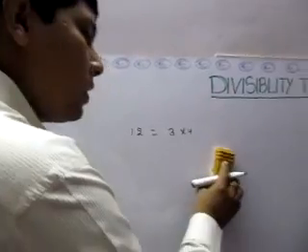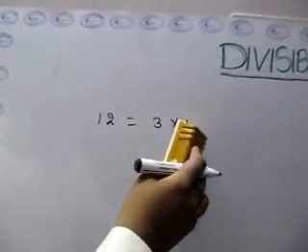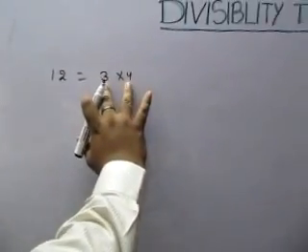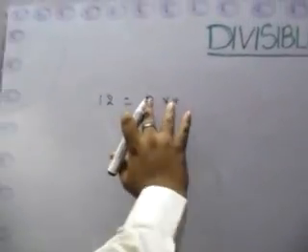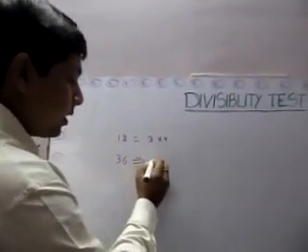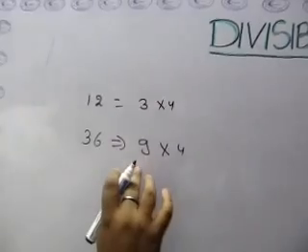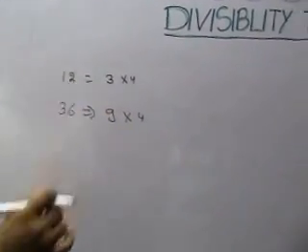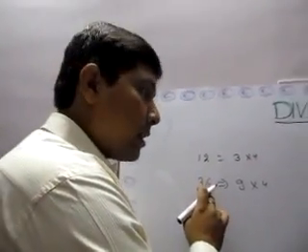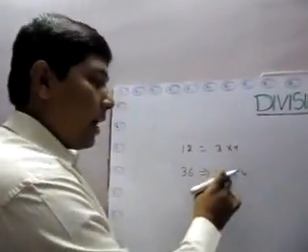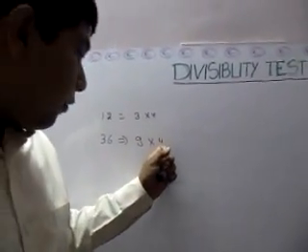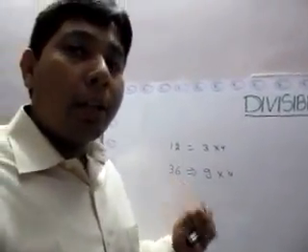So if a number is divisible by 3 and 4, the number has to be divisible by 12. The reason again is that these two factors 3 and 4 are co-prime to each other. Divisibility test of 36 is 9 into 4. 9 into 4 is equal to 36, while these two numbers are co-prime to each other. Hence to check divisibility of 36, we'll check with 9 and 4. In other words, if a number is divisible by 9 and divisible by 4, then the number must be divisible by 36.